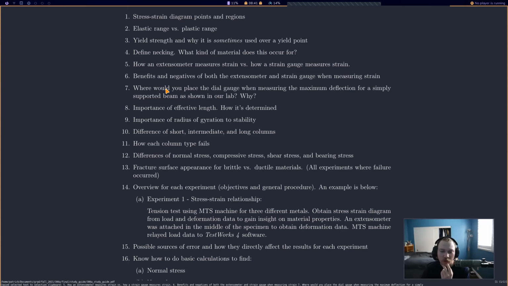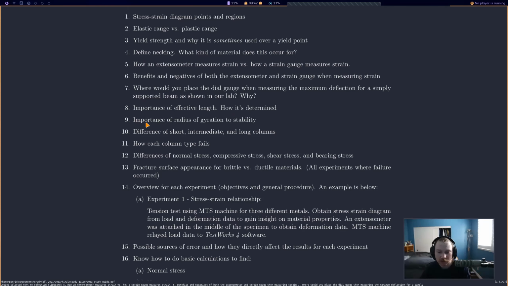Okay, next one. Where would you place the dial gauge when measuring the maximum deflection for a simply supported beam? So that's just like our third lab for the beam. Where did we put that dial gauge, and why did we put it there? To measure the maximum deflection. Okay, importance of effective length and how it's determined. So that's lab 4 for the column.